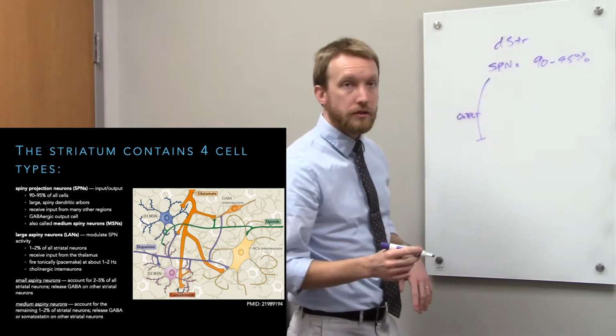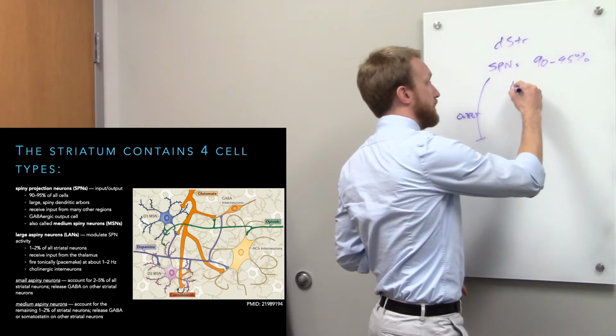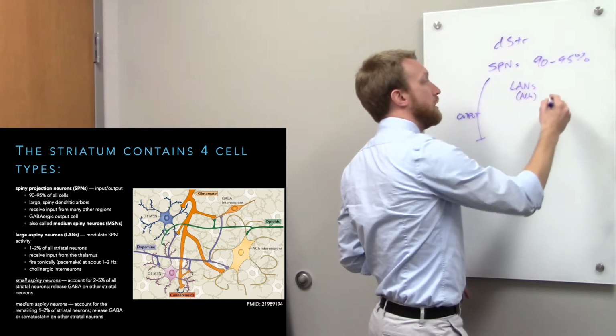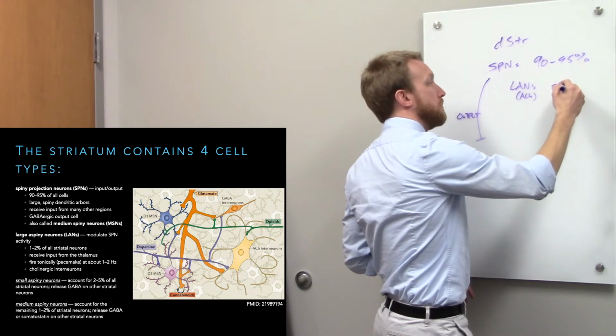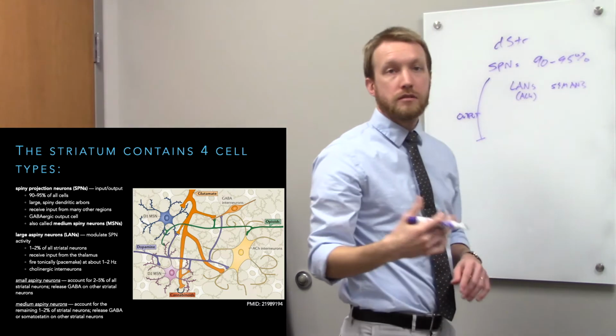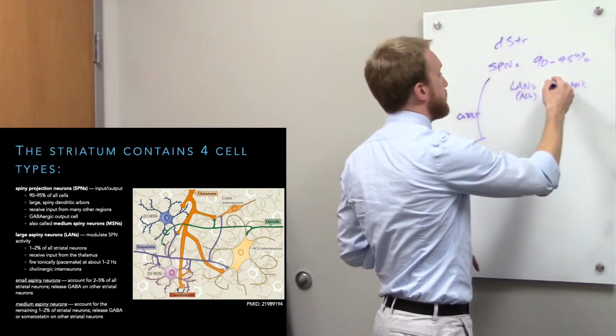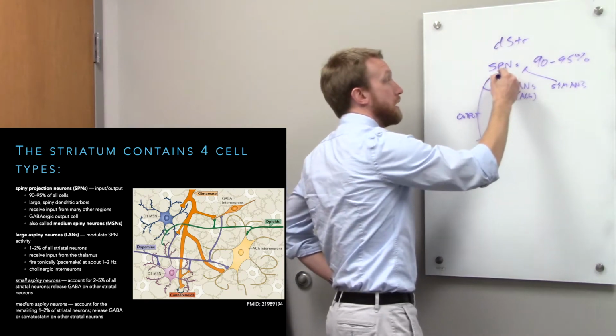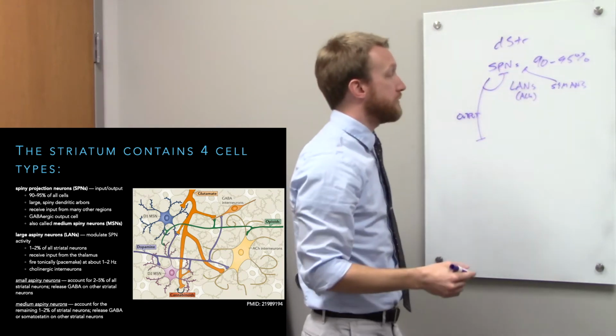Local interneurons are going to be the large aspiny neurons. These are special because they release acetylcholine. The small and medium aspiny neurons, these release GABA. Now, spiny projection neurons target other spiny projection neurons to provide a little bit of negative feedback.